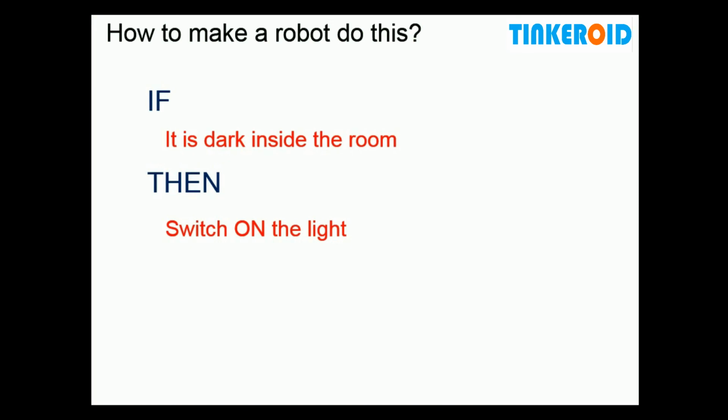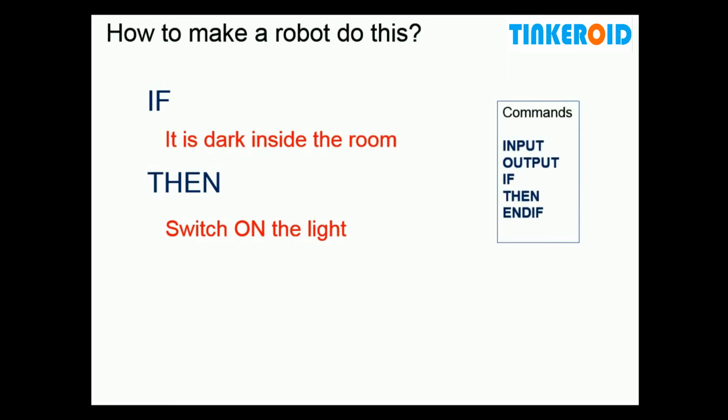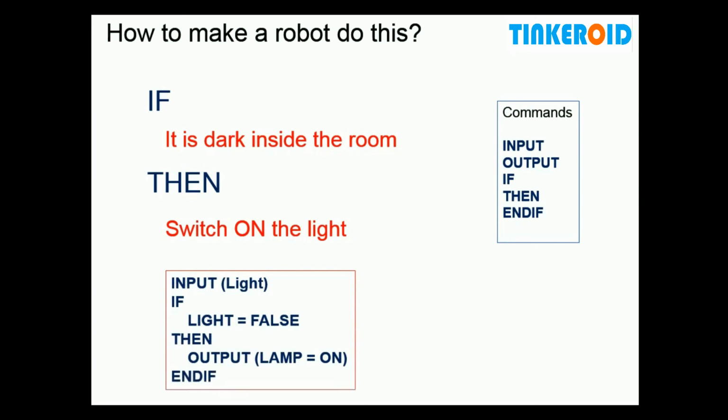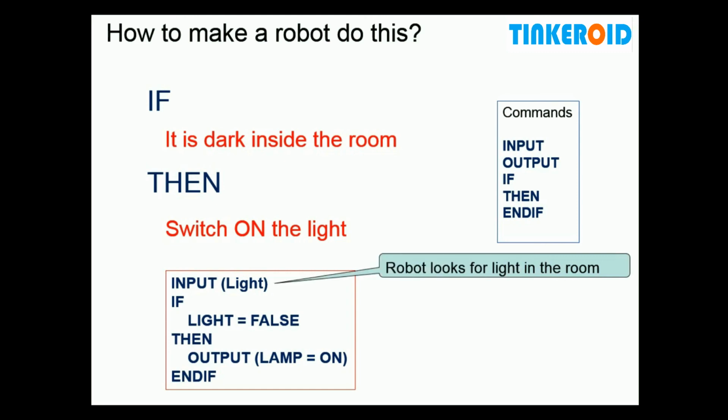Let's say, to write a program, we need to have some commands. What are my commands? My commands are input, output, if, then, and if. There are 5 commands. How do they work? We will see. First, we have the input command. Input light. Why should we say that? Means, how do we find out that there is darkness inside the room? You should look for it, no? Here, input light means look for light.